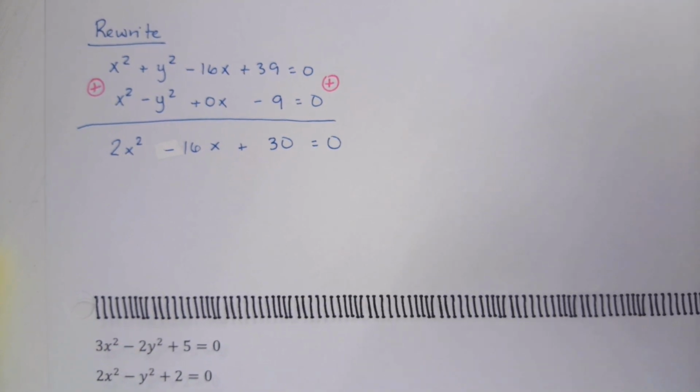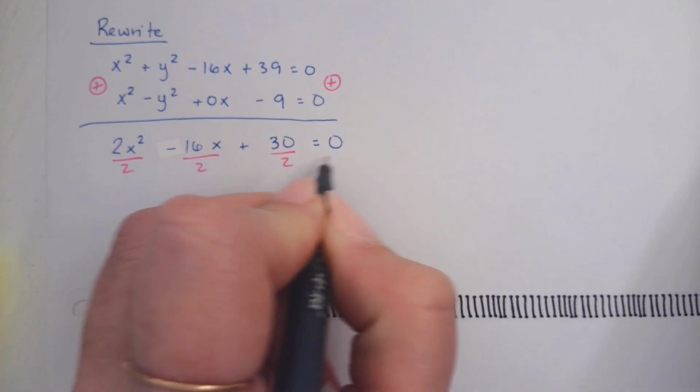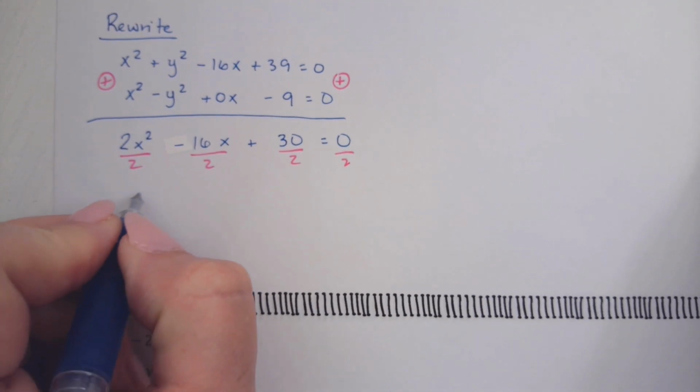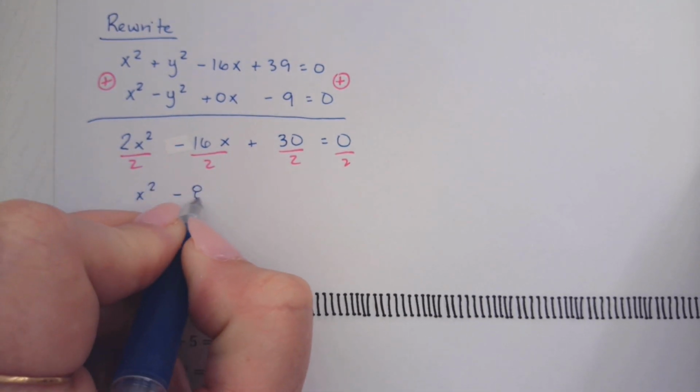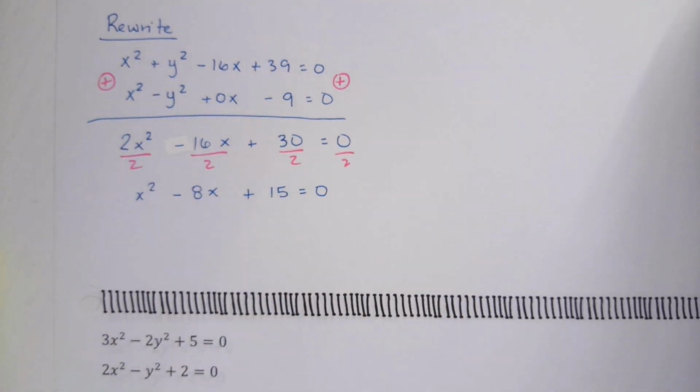Mason had a good idea. What should we do? Divide by 2 and make those numbers smaller. Since it's equal to 0, you are allowed to do that. So that would give me x squared minus 8x plus 15 equals 0.